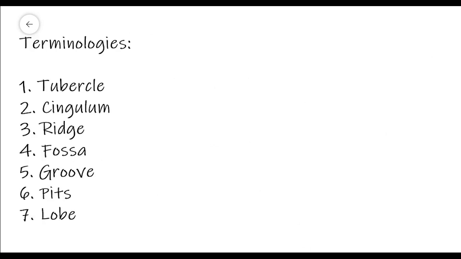Now we'll talk about the different terminologies used in dental anatomy. Some of them are much more important than others, but you should know these basic terminologies. First, we'll talk about what a tubercle is. A tubercle, simply put, is a small elevation of some part of the crown that is formed due to excess deposition of enamel. So, for example, if you have a canine.